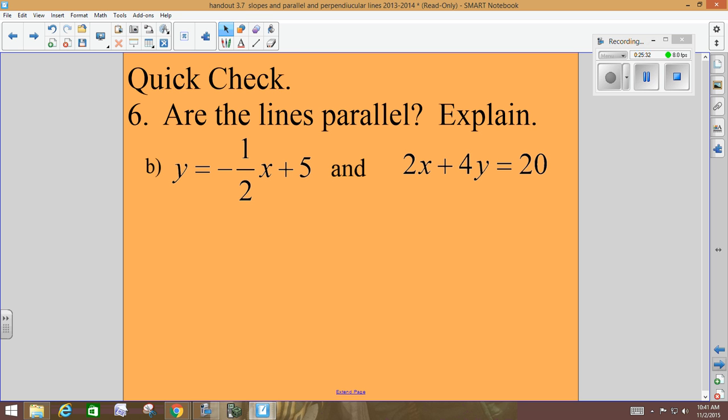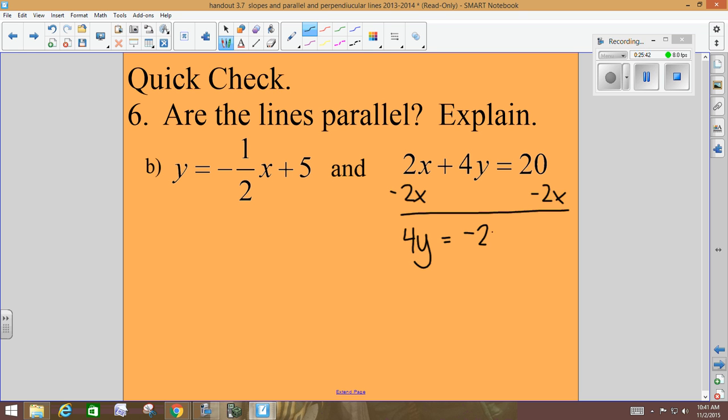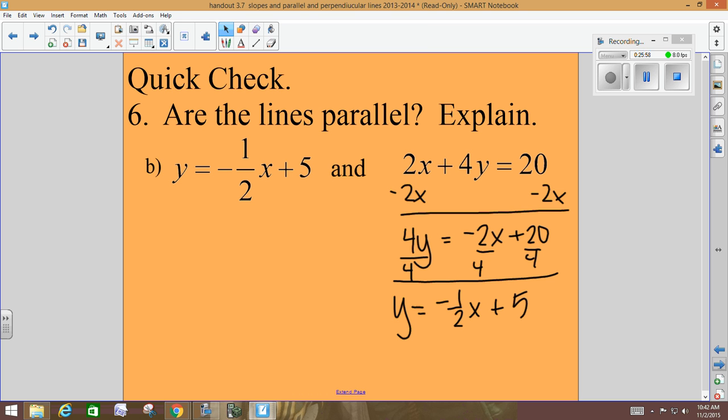Part B, I don't have to do anything to the first one. The slope is negative 1/2. Subtract 2x over on the second line. 4y equals negative 2x plus 20. Divide then by 4 to get y by itself. y equals negative 1/2 x plus 5. Negative 1/2, negative 1/2. Are they parallel? But they have the same slope. Good, it's the same line. So you should say no, it's the same line.